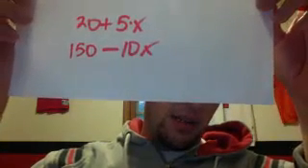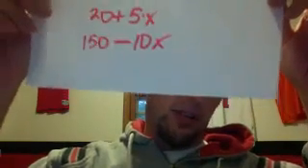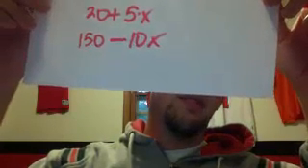And you don't need the multiplication symbol in there. As I was talking, I said multiplication, so I put a little dot. So 20 plus 5x and 150 minus 10x.